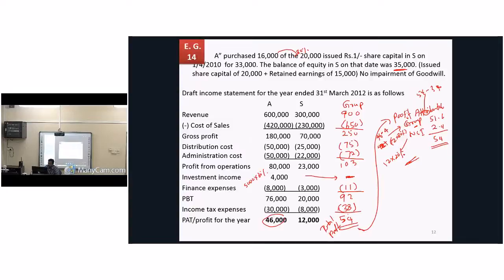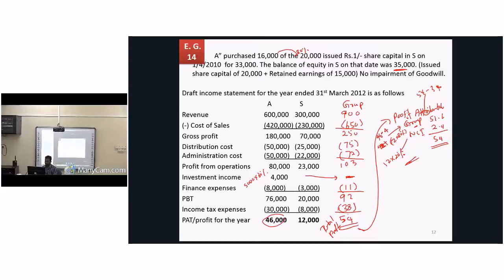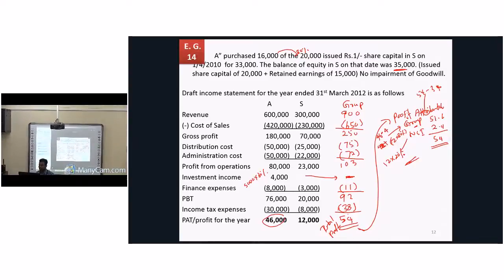Just see this question. I don't want to do anything because the answer is there. I'll explain the answer. In this question, we are trying to prepare the income statement as well as the statement of owner's equity. A Limited purchased 16,000 of the 20,000 issued Rupee 1 share capital in S on 1st April 2010 for 33,000. 16,000 shares out of 20,000 means it's very clear.